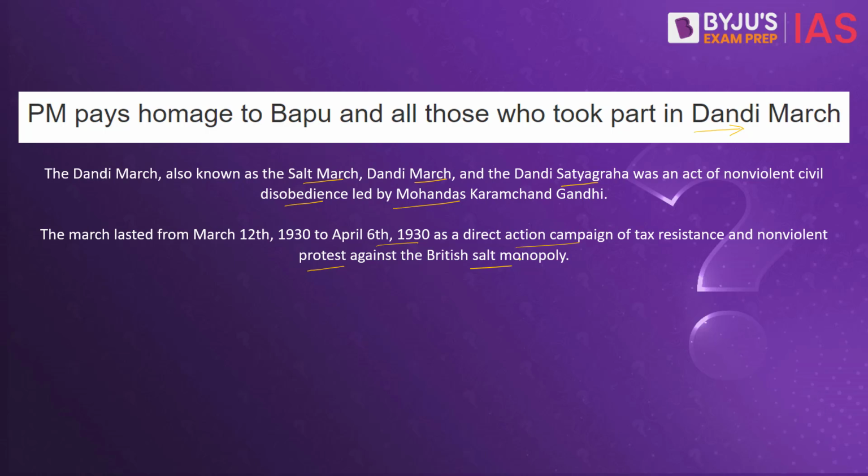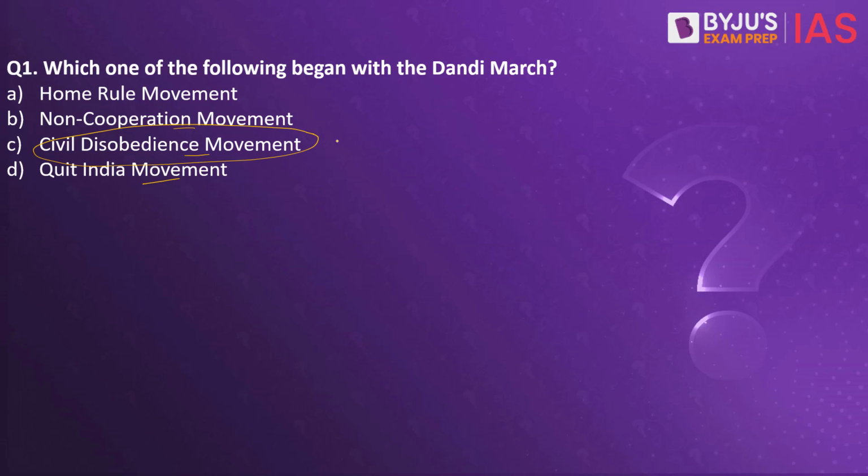What was the impact of the Dandi March? There was mass civil disobedience spread across India. Millions of people broke the salt laws by making salt or even buying illegal salt. So the salt satyagraha galvanized a large number of people. The Indian population was galvanized, and ultimately people started producing salt, violating the laws imposed by the British. So remember, the Dandi March gave rise to the Civil Disobedience Movement.